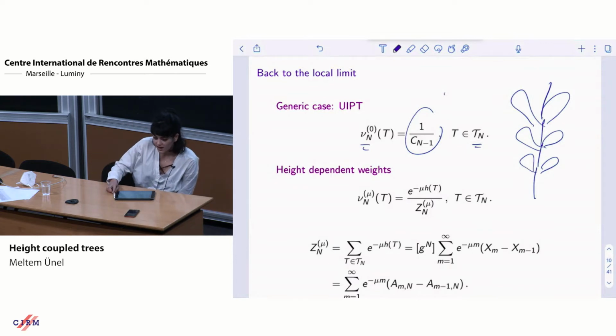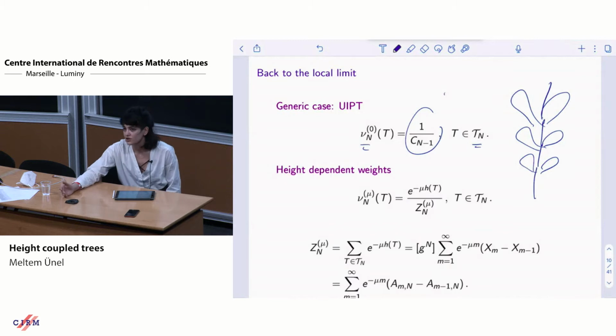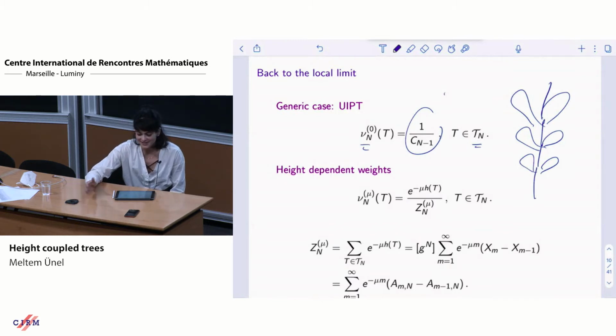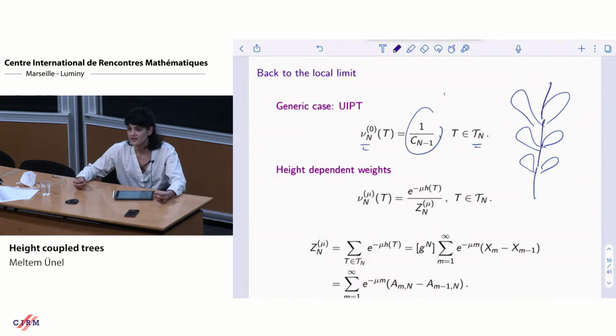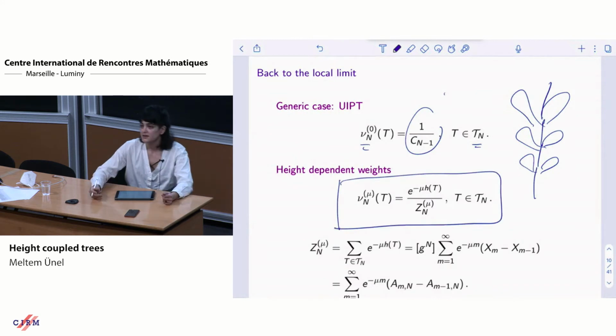So what I ask now is the question: what if I start with a different set of finite probability measures which are not uniform? What if I make this different sequence of finite size probability measures weighted by the height of the trees in the way that is written here? It is actually a very simple idea and a very simple thing to try at first sight.